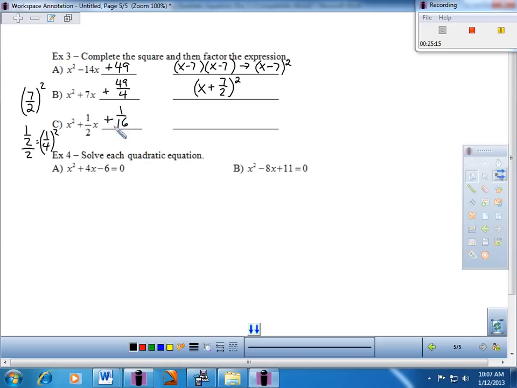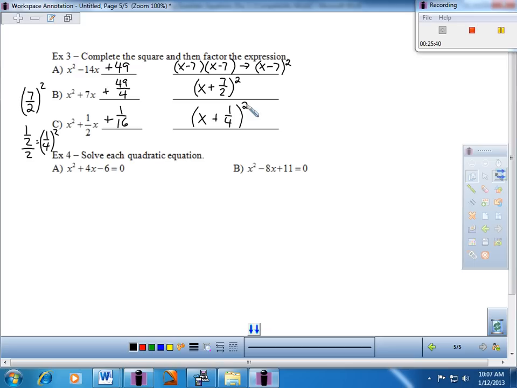This is a nice perfect square on the back, as you can see. And again, the whole reason for doing this is because of how it factors. X times x would give me this. 1/4 times 1/4 would give me that. And it would have to combine to a positive in the middle. So it's going to be plus and plus. And so it's x plus 1/4 times x plus 1/4. Fantastic.